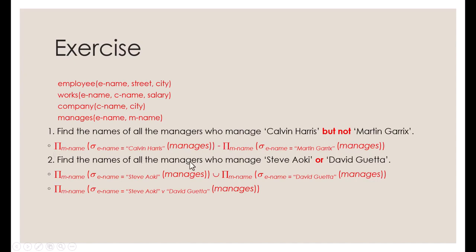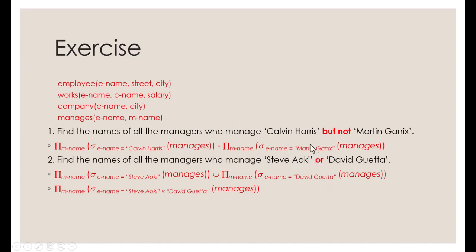Okay, so the first part of the query is going to be returning the names of all the managers from the managers table where they're managing Calvin Harris, and then but not, that's the symbol for it. And then the last half of this query will return all the manager names who are managing Martin Garrix.